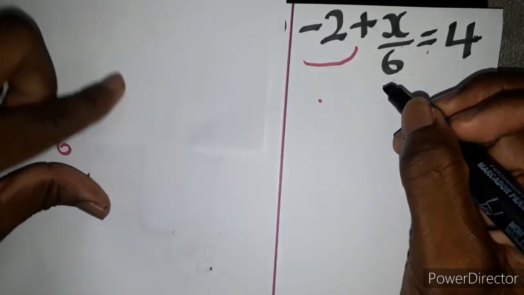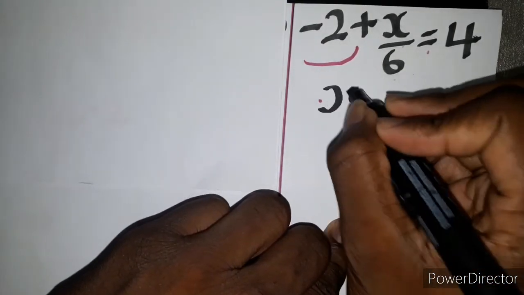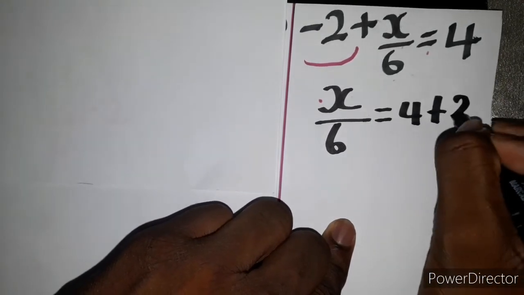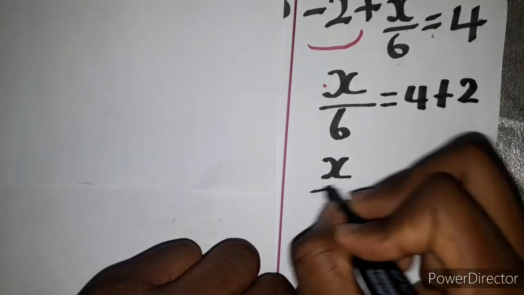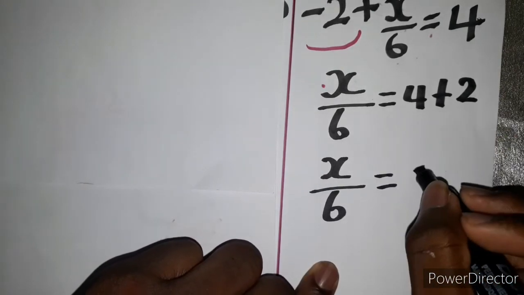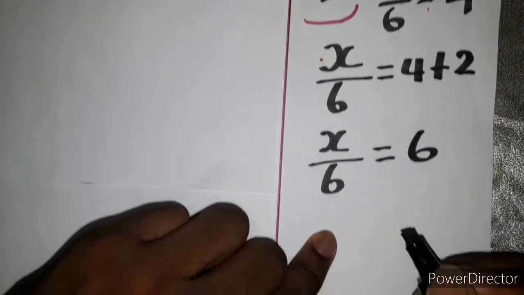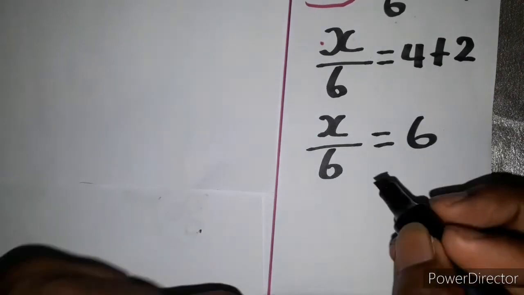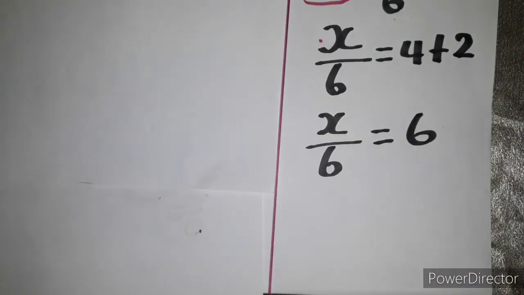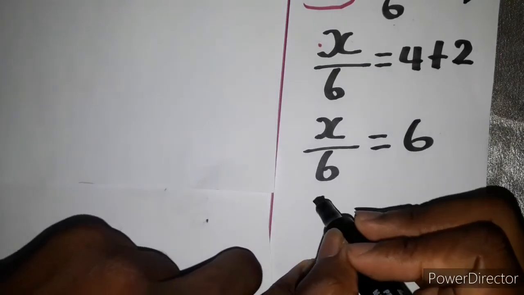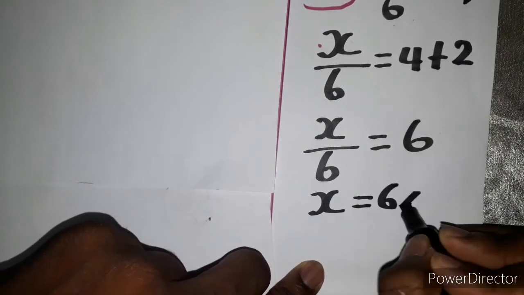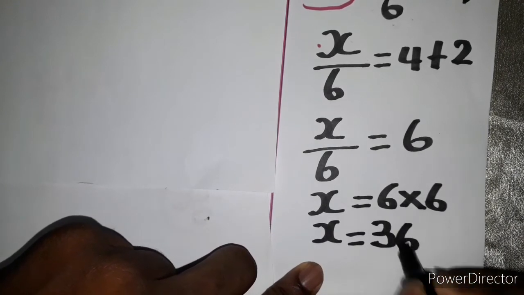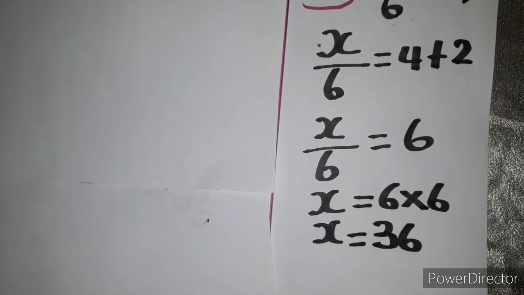And we'll have x over 6 is equal to 4 plus 2. That will give you 6. And once again, the final step, that 6 is dividing that x. So when we take it over, the opposite of division is multiplication. So x will be equal to 6 times 6. x is equal to 36. And that is how you solve equations.